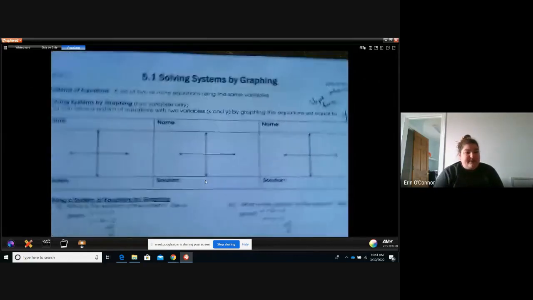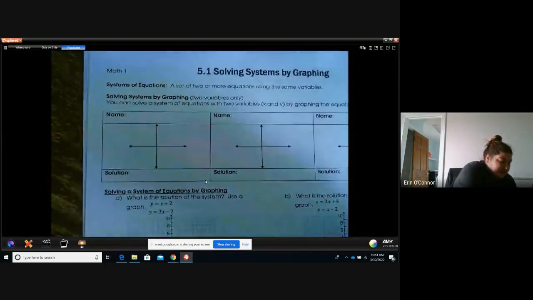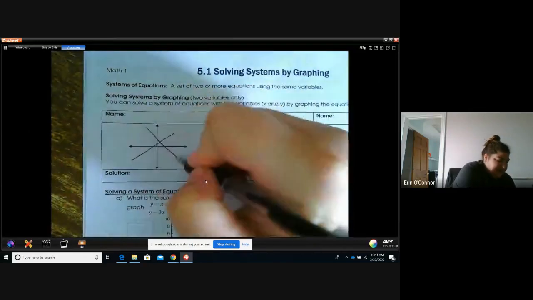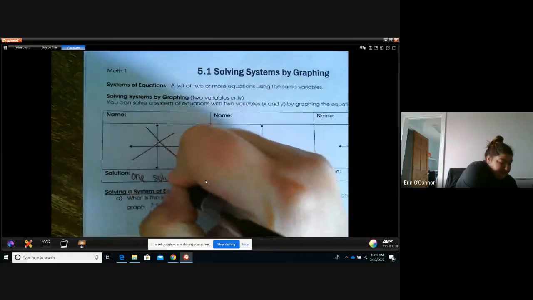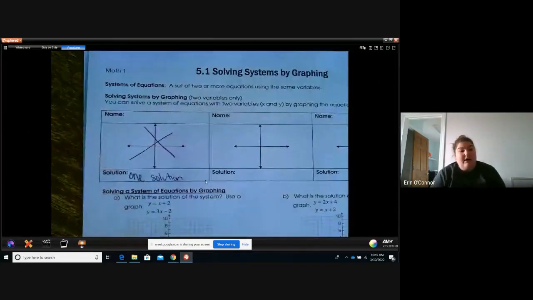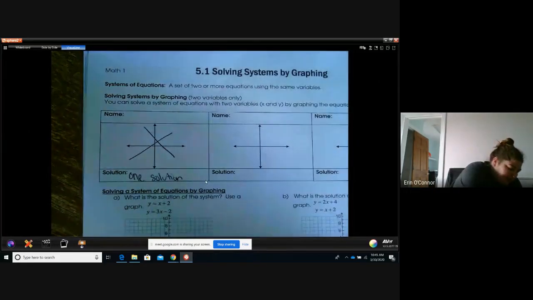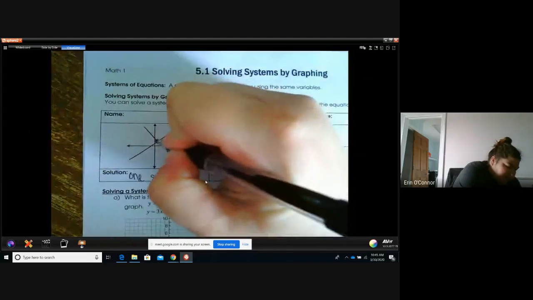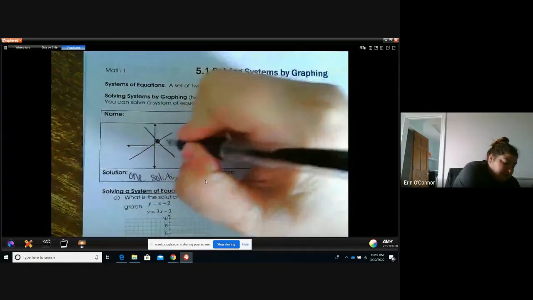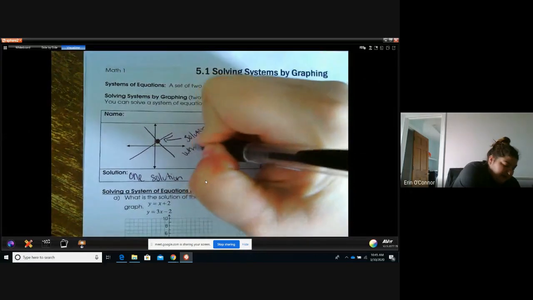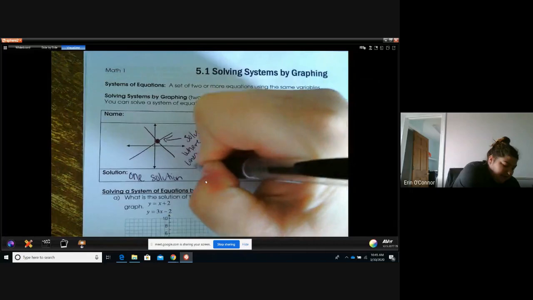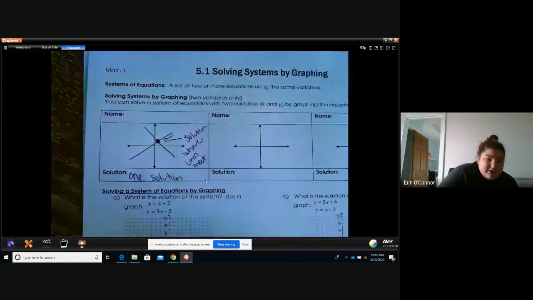So there's three different types of solutions you can get. The first one is when you have a graph that looks like this. And that's going to be a one solution equation. And that's because the one solution is where those two graphs meet, or two lines meet. Solution where lines meet. And that's a one solution. It's that dot right there where those two lines cross.